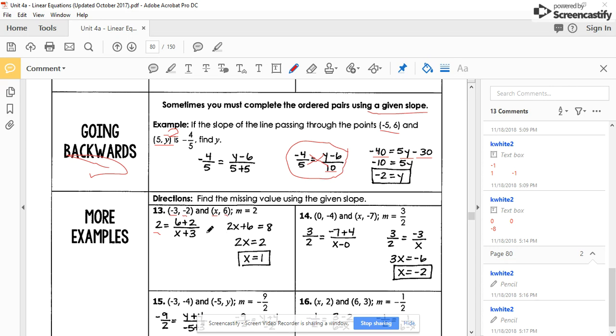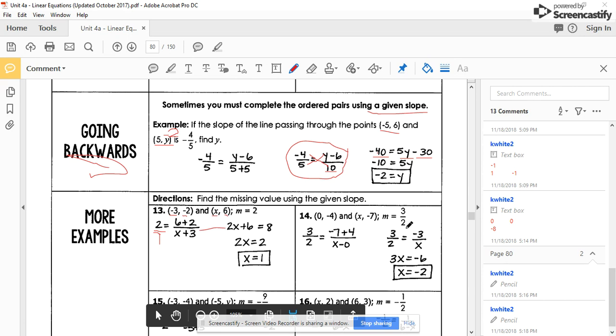6 plus 2 is 8, and the way that I got from here to here was I actually made 2 look like 2 over 1, and I did cross multiply. So I did 1 times 8, which is where the 8 is, and then 2 distributing 2x plus 6 here. Minus 6 to the other side gets us 2. Dividing by 2 is 1.